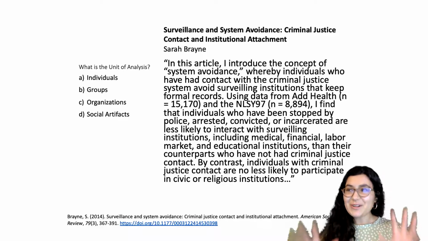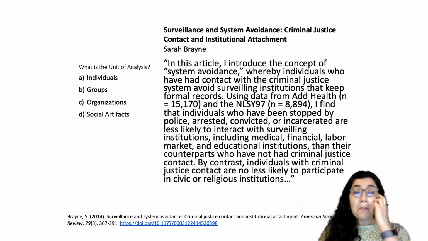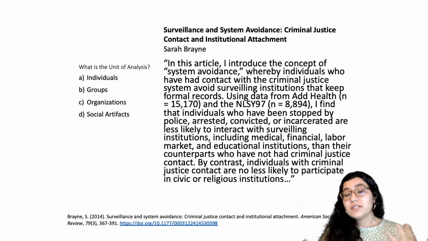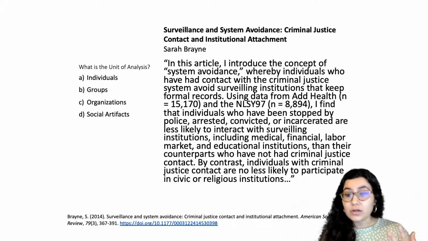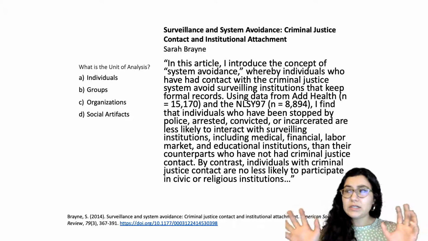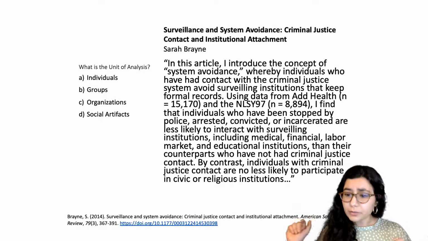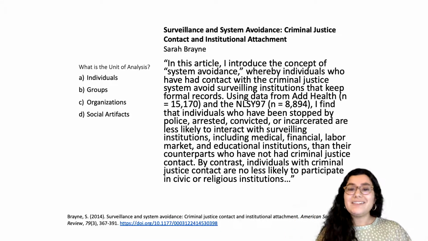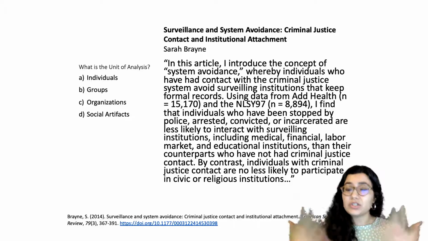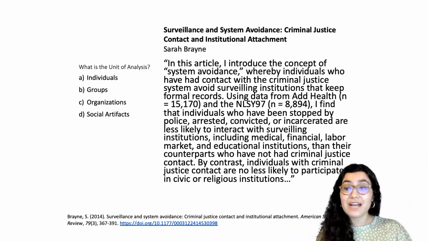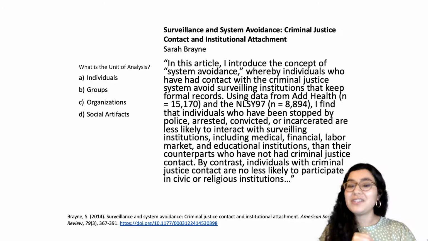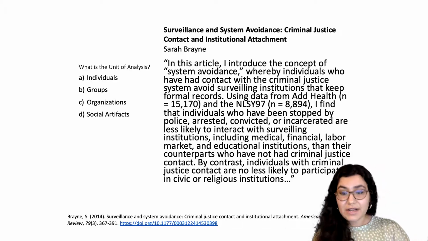So this is sort of the opposite of the last one. In the article, she's talking about system avoidance, so it might seem like a social artifact or an organization that's the unit of analysis, because system avoidance is not something that you necessarily think of as an individual or a group. But she's testing a concept that she's developed that's more abstract, and how she's actually measuring that concept is how individuals behave. So in this instance, A, individuals is the right answer.